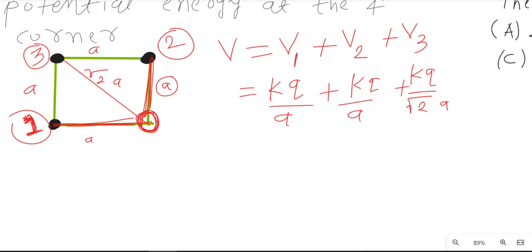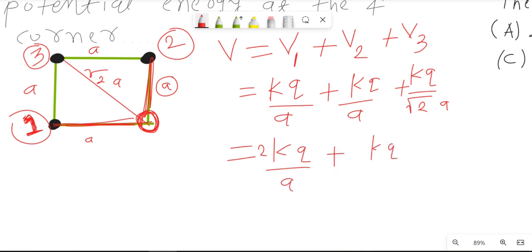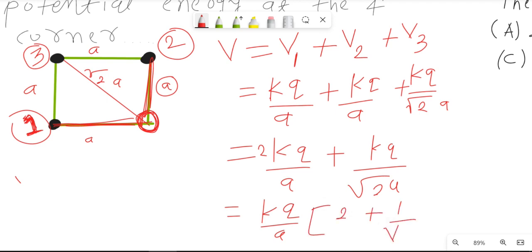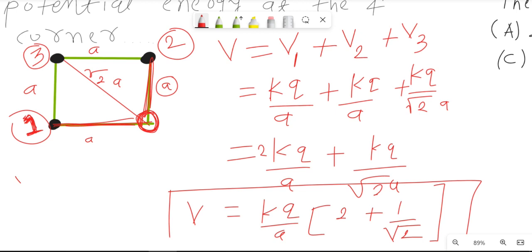So it will be 2KQ upon a plus KQ upon root 2 a. Taking KQ divided by a common, I get KQ upon a, and what remains is 2 plus 1 upon root 2. So this will be the potential at the fourth corner.